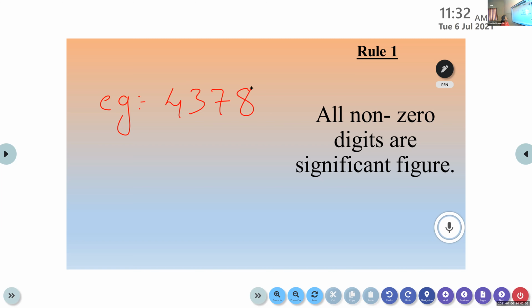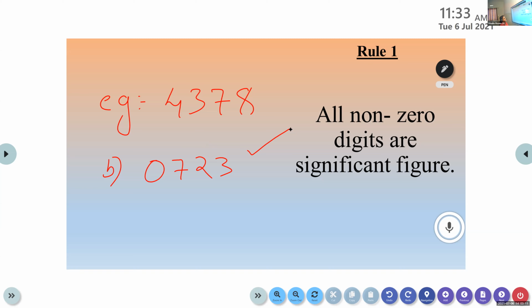4378. Identify the number of significant digits in this measurement. 4. Yes, it is equal to 4. The significant digits present in this measurement are 4. I will give you another example. 0723.